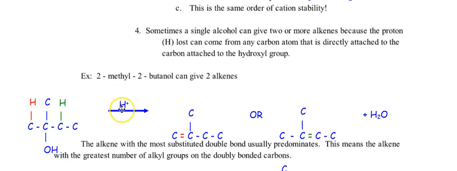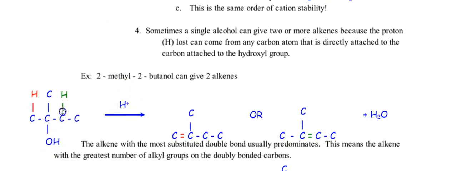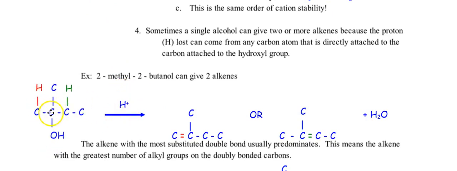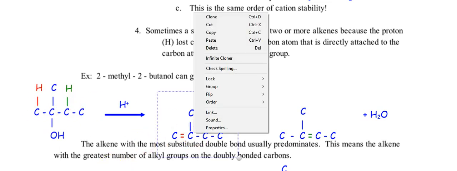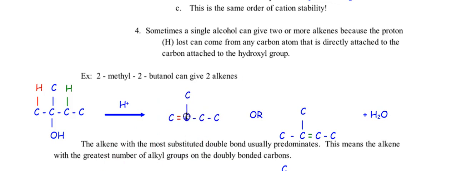Okay, so here is my secondary alcohol. All right, notice I have an H either at the end or the H kind of in the middle. So I can get here or here, plus your water, and then your H+ is your catalyst. Okay, so the alkene with the most substituted double bond will usually predominate, the one that has the most things besides the hydrogens. This means the alkene with the greatest number of alkyl groups on the double-bonded carbon.